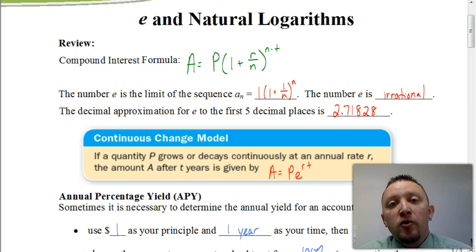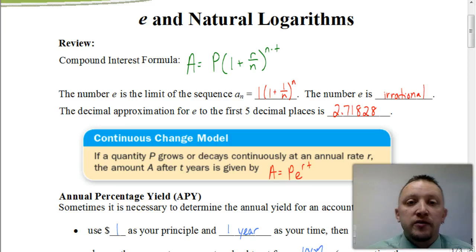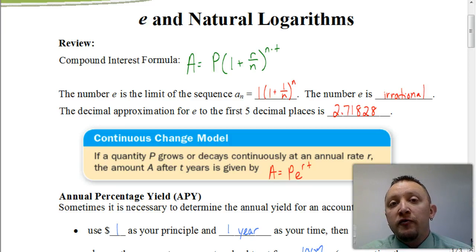Now, to start out with, before we learn about this letter E, let's review the compound interest formula, which is, if we want to find the total amount after a period of time, you'd start out by taking your principal, multiply that times 1 plus the ratio of your rate and your number of times it's going to be compounded. So you take your rate divided by the number of times it's compounded, and your exponent is going to be the number of times it's compounded times the number of years.